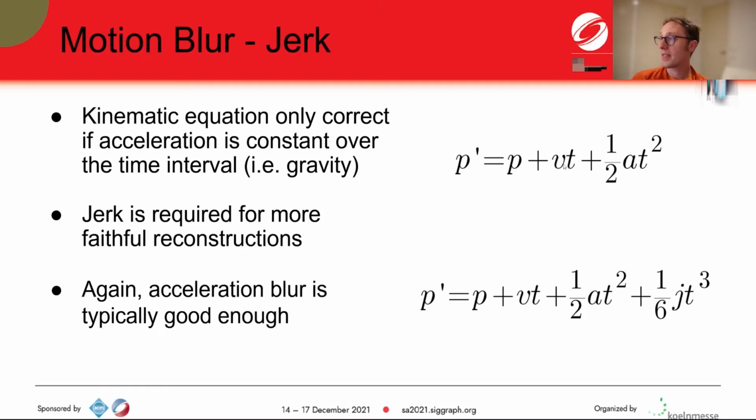If you did want to take that a step further, you could use jerk. So this is the standard kinematic equation. This is only really valid if acceleration is constant over the time interval, which would be very rare if you are emitting off of a hand animated object. It's only really true if you're emitting points and the only force acting on it is gravity.